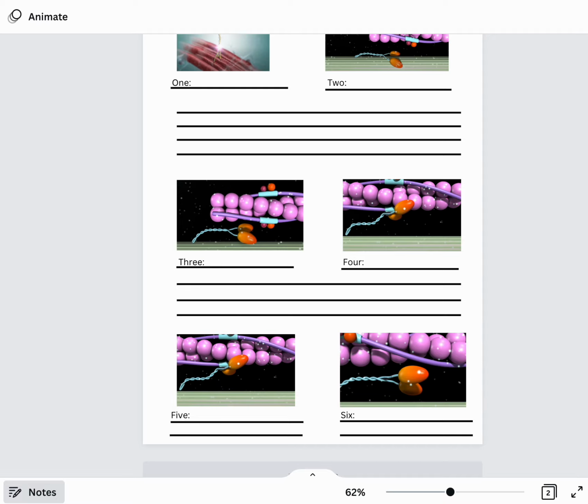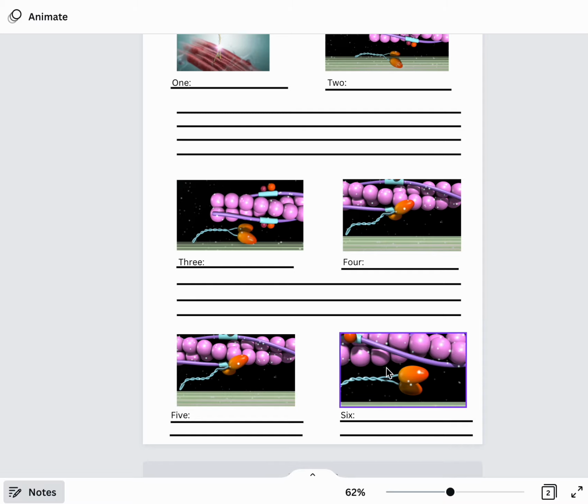Step number 6. Step number 6 involves, after the muscle contraction occurs, we saw in the video and we heard in the video that this muscle contraction can continue as long as there is enough ATP energy and enough calcium. But once that is used up, then the ATP is attached to the myosin head and the cross bridge is broken. So step number 6 is the cross bridge is broken.